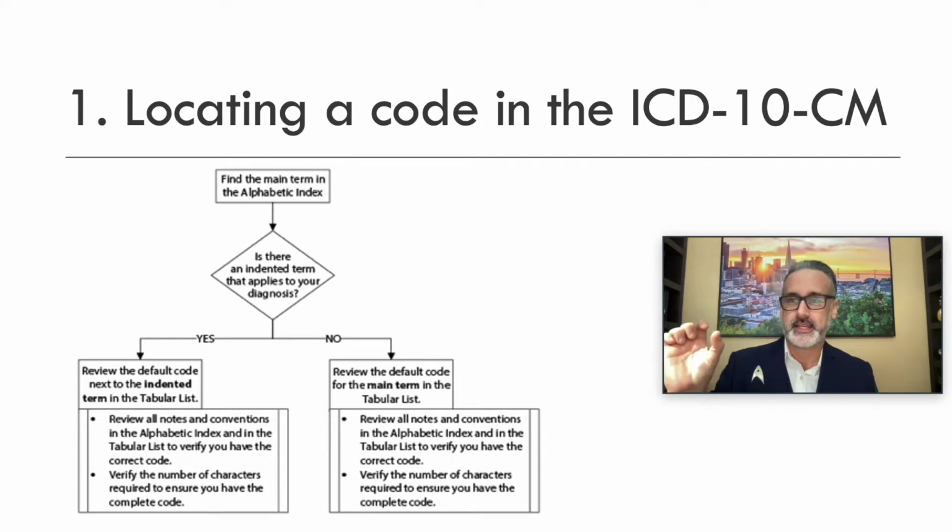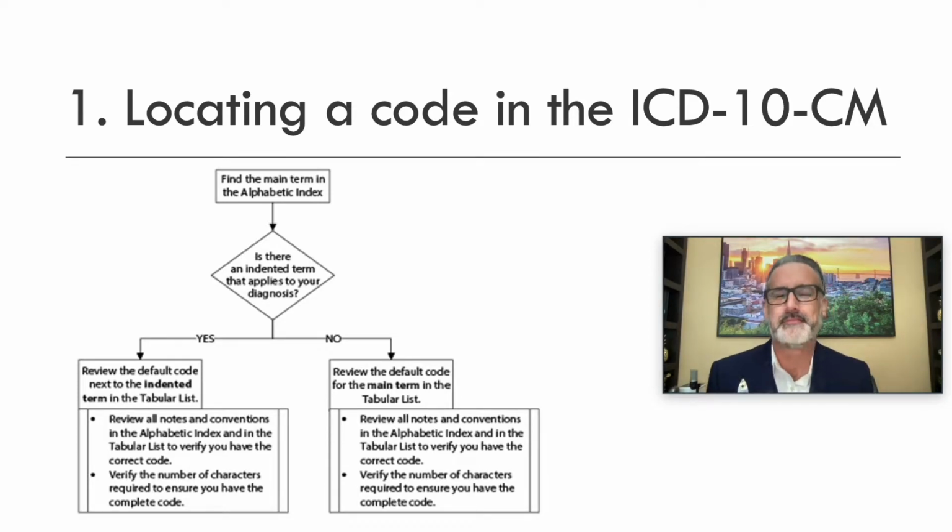Because remember that in the back of the book, in the tabular list, we'll have a 4th, a 5th, a 6th, or a 7th in a circle or a box, depending on what type of symbol the publisher uses, letting us know that we need additional characters in that code. So if we see the 4th, 5th, 6th, or 7th in a circle or a box next to the code, we don't stop there. We need additional characters in the code to build it up to the full code description.